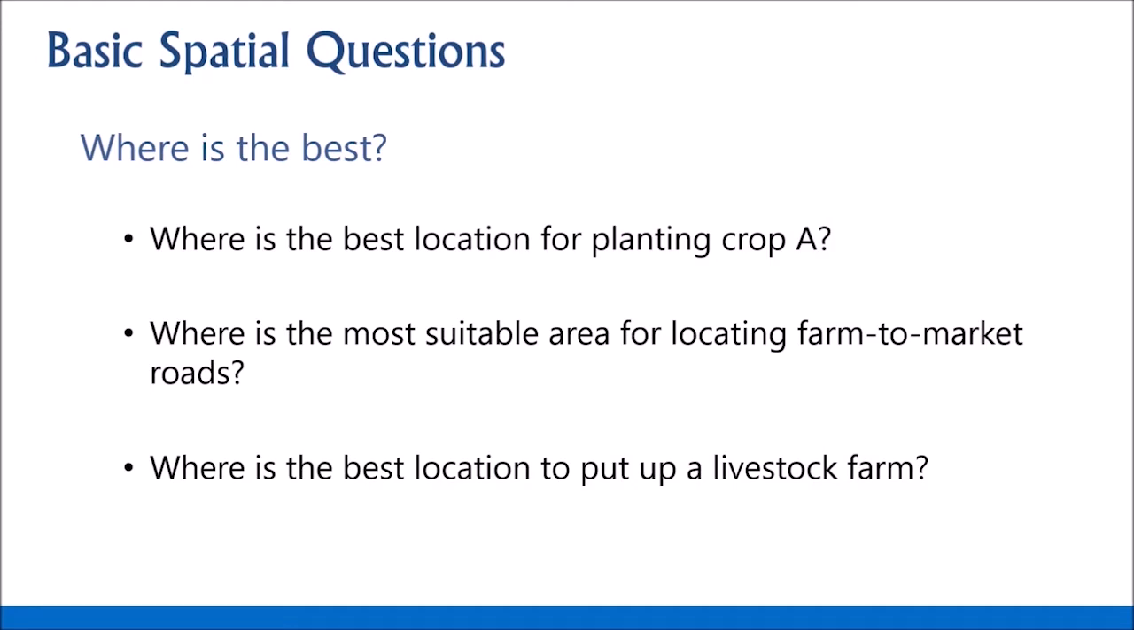Now for the second type of question, where is the most suitable area for locating farm to market roads? Again, in here, you are required to set your criteria. For example, proximity to production areas, proximity to markets, proximity to roads, slope classes, and so on. And then you overlay these layers together to come up with the most suitable area.